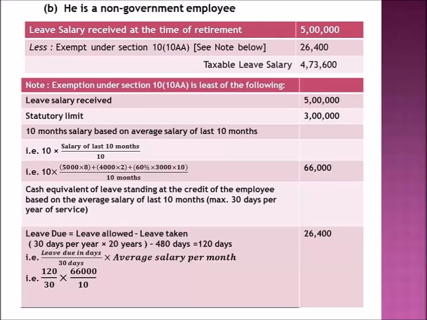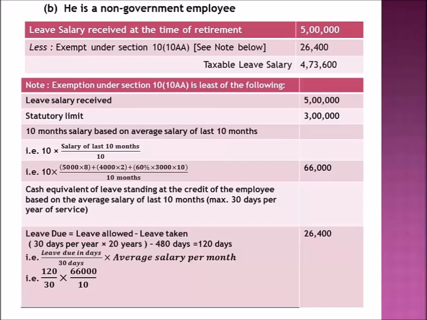So for 1 month it will be 6,600. So now leave due in days divided by 30 days to get the number of months and into average salary per month. So 120 days leaves divided by 30 to get the number of months for which he'll get leave encashment, and that will be multiplied by the average salary per month, which we'll get by dividing 66,000 by 10. So when we multiply it, we get 26,400. Okay, so this is how we calculate the fourth point.